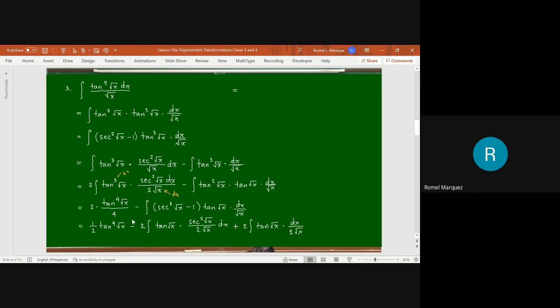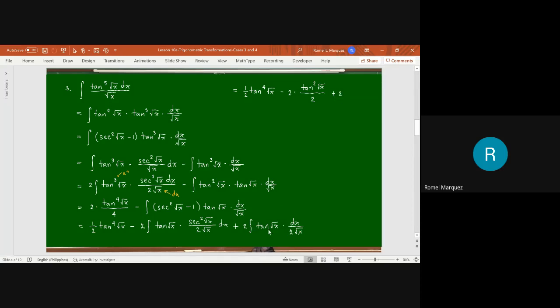Yes. Guys, what is the first term? Copy. Tangent to the fourth, 1/2 tangent to the fourth square root of x. Then second one, integral of minus 2 times integral of u to the n du. So this is now u to the n plus 1 over n plus 1, then plus times 2, no? So that is times 2. Again, let me rewrite that. 2 minus 2 times u to the n plus 1 over n plus 1.